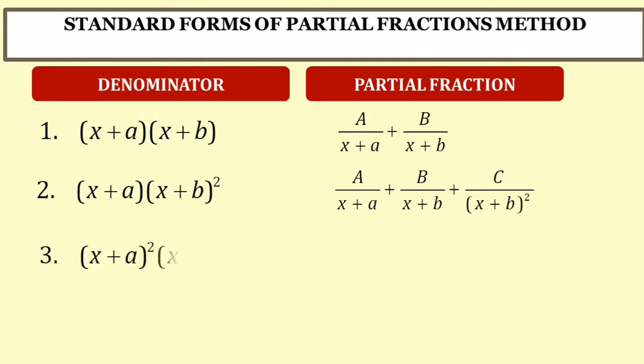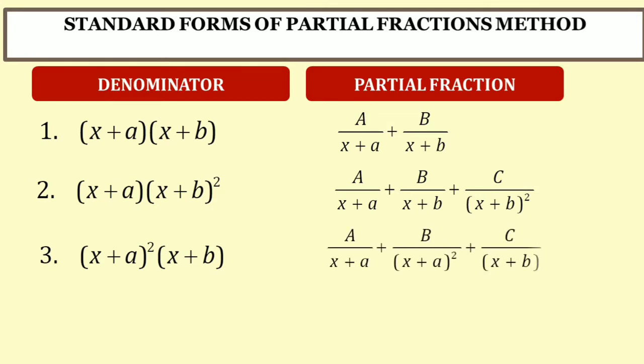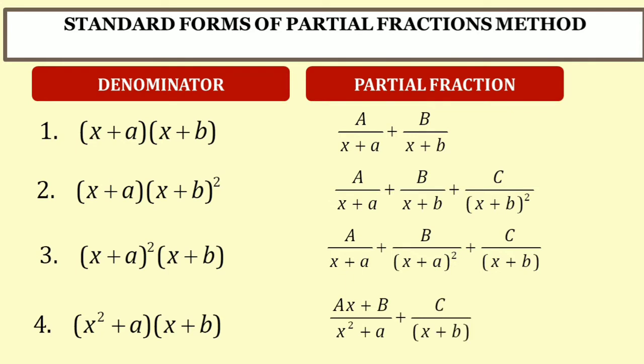the whole squared. If in the denominator we have (x+a) the whole squared into (x+b), then the partial fraction for this is A/(x+a) + B/(x+a) the whole squared + C/(x+b). And if we have (x squared + a)(x+b), then the partial fractions for this is (Ax+B)/(x squared + a) + C/(x+b).